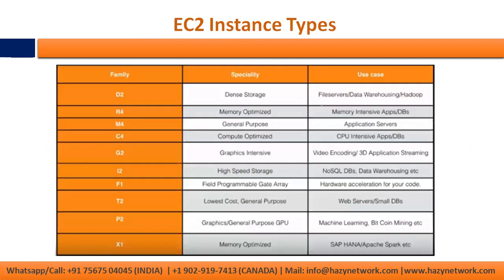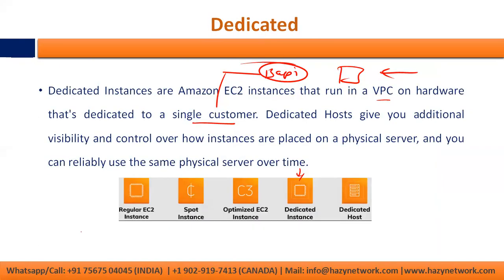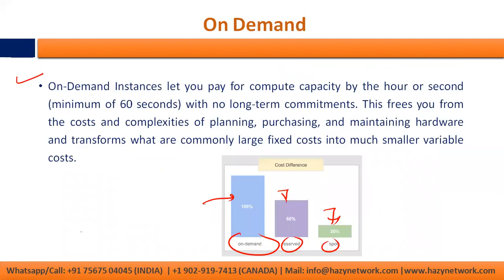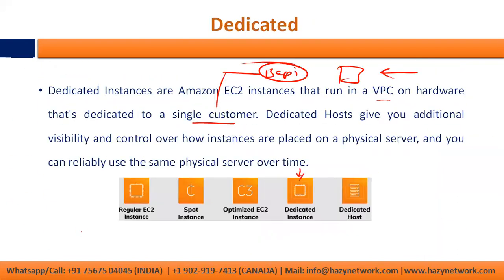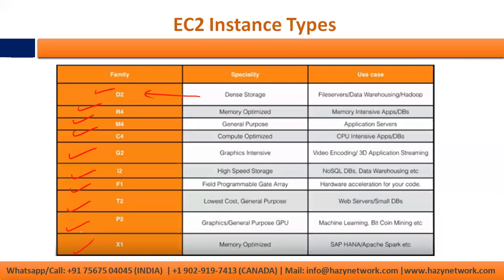So these are the instance types. You can see these are just family names, one kind of family name: D2, R4, M4, C4, G2, L2, F1, T2, P2, and X1. To be honest, you will come to know the role of all these instance types when you start working as a cloud engineer, when your manager will say, okay Bapi, can you please understand the requirement of this customer?